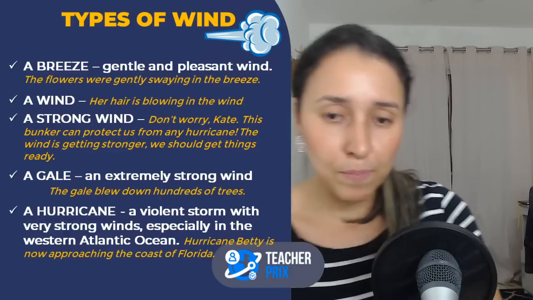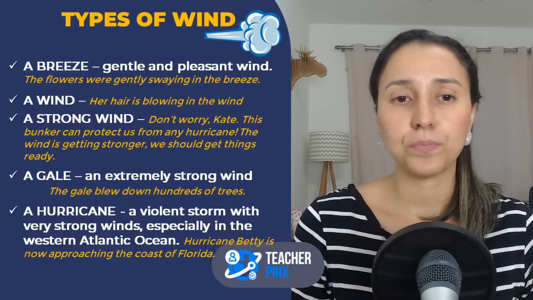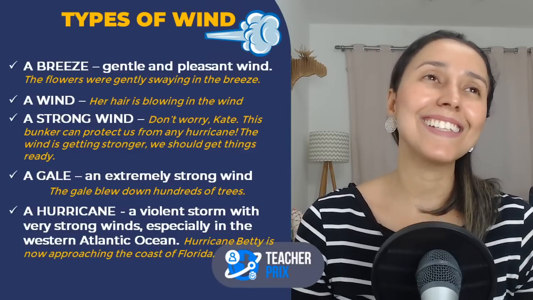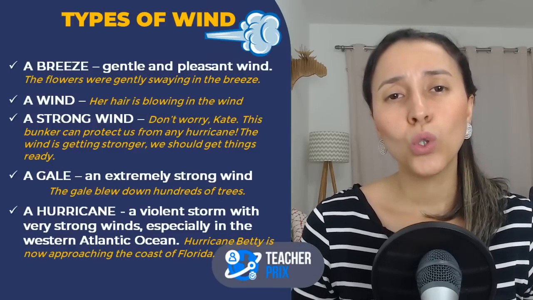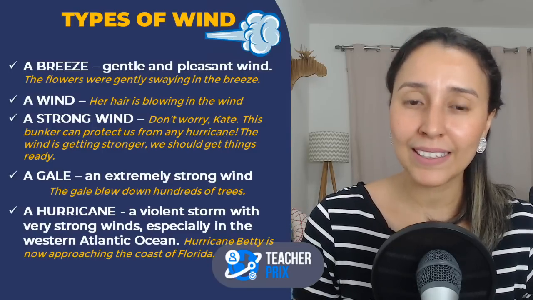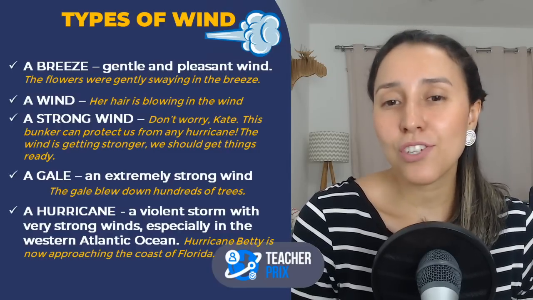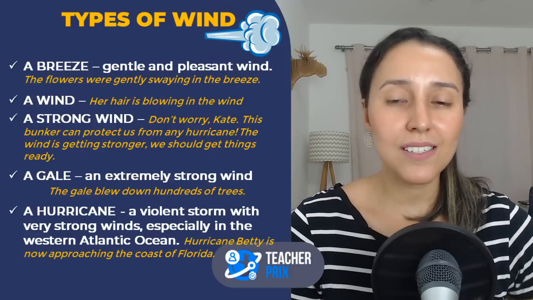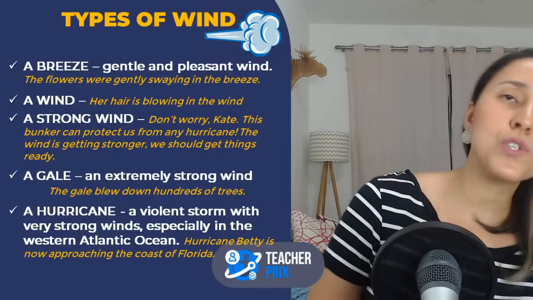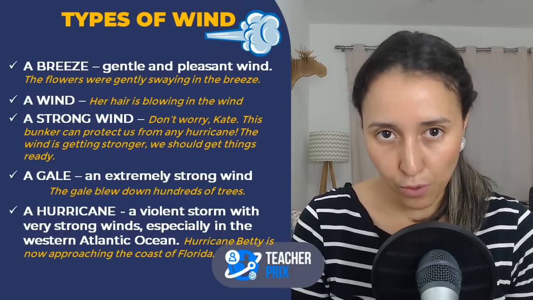Moving on. Types of wind. I like this one. First, we have a breeze, okay? Breeze is a nice, gentle wind. Usually when you go for a walk in the park, or you're at the beach and taking a walk on the beach, there's a nice breeze. Okay, so the flowers were swaying, okay? The flowers swaying in the breeze.